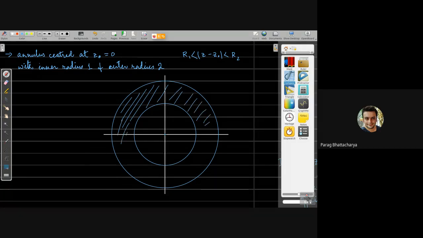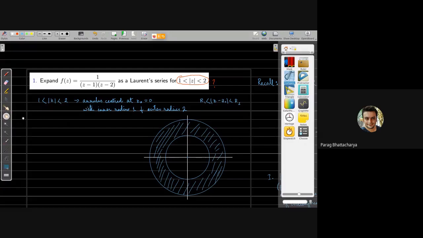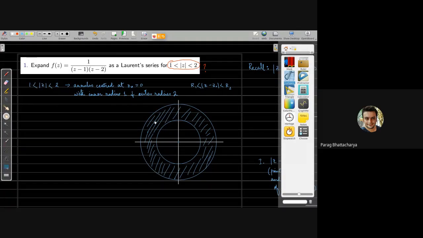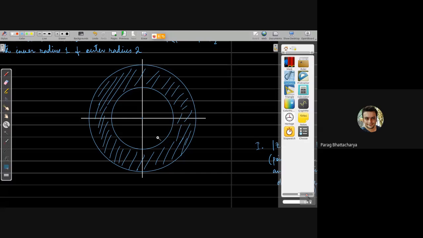Now, is there less than or less than or equal to? There is a less than sign, right? If there is a less than sign, then that means it does not include this one, the radius R1. Okay, it does not include R1. So what that means for us is this: R1 is somewhere over here.